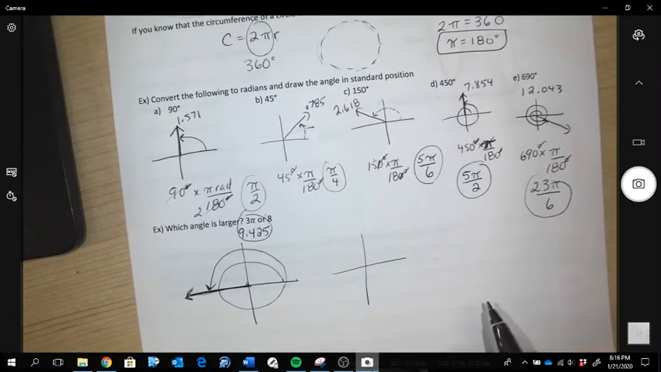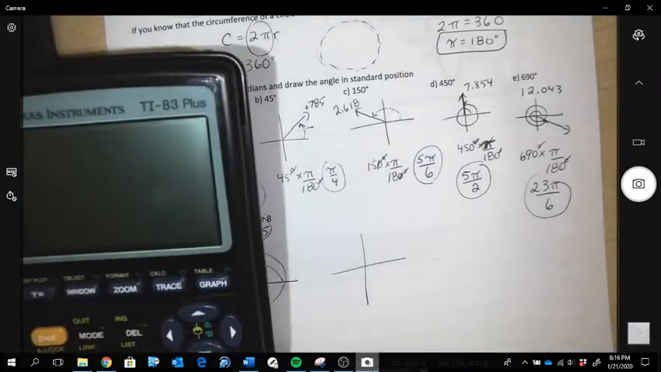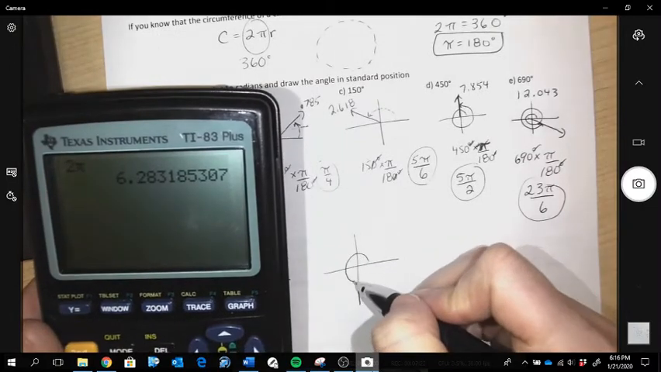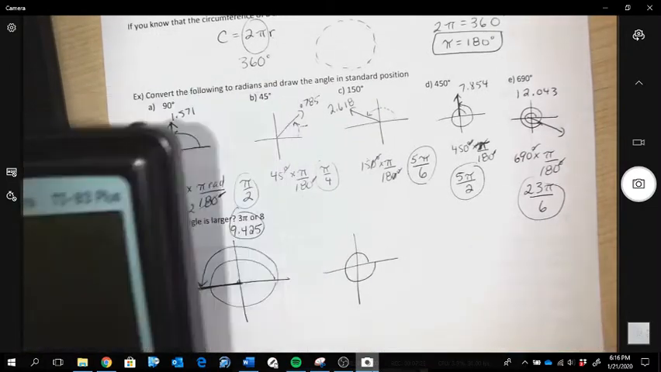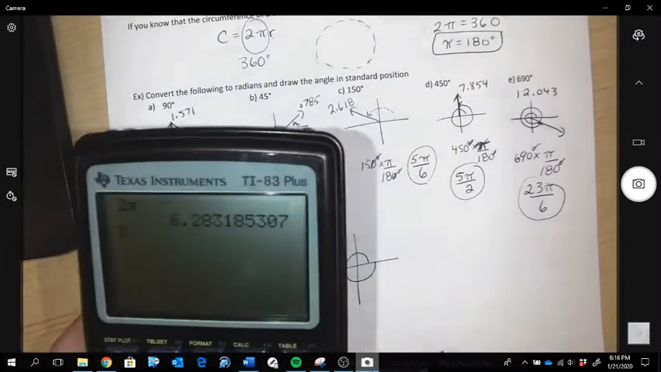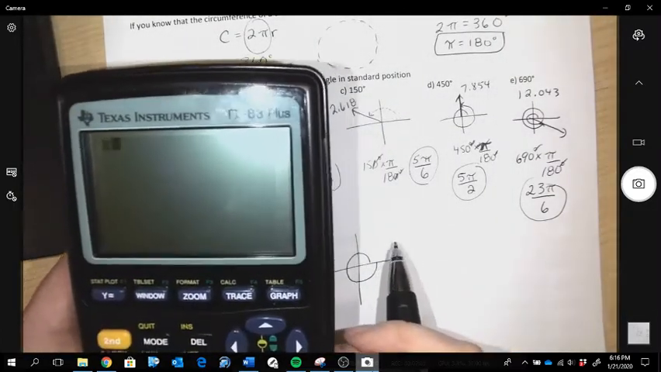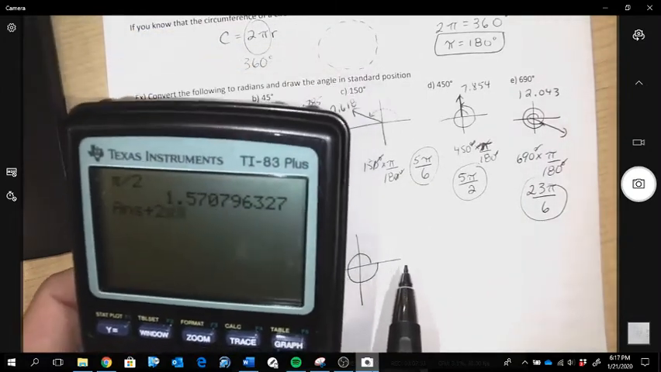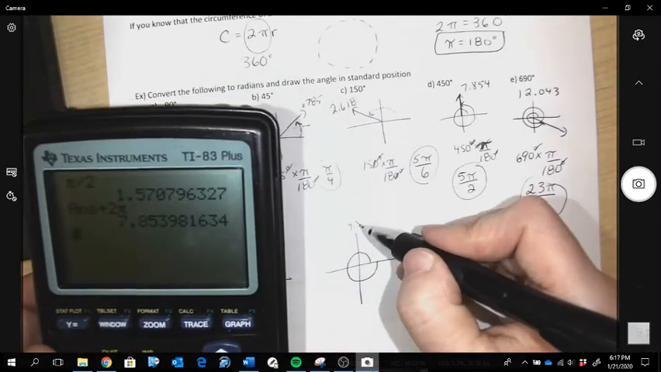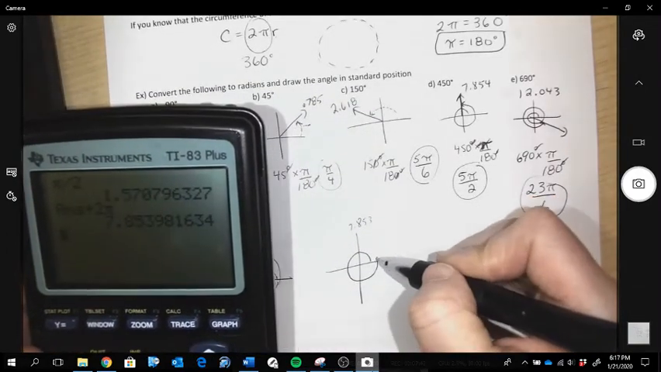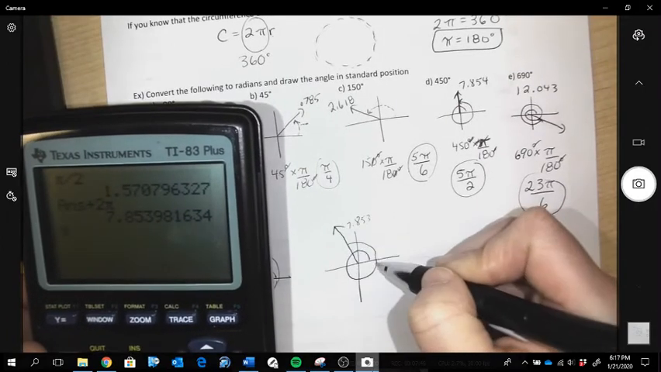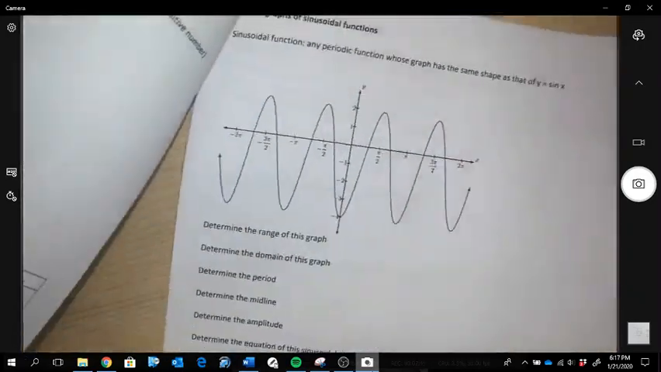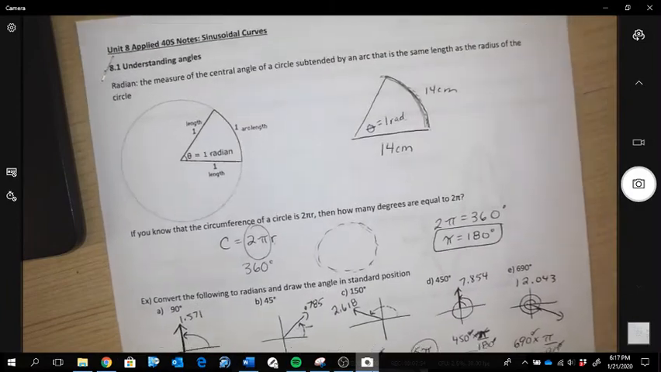Where does 8 land? Okay, well, 2 pi is 6.28. Pi over 2 is another that much. So this top would be 7.853. So it would end up being about there. Okay, so that's understanding what a radian is.